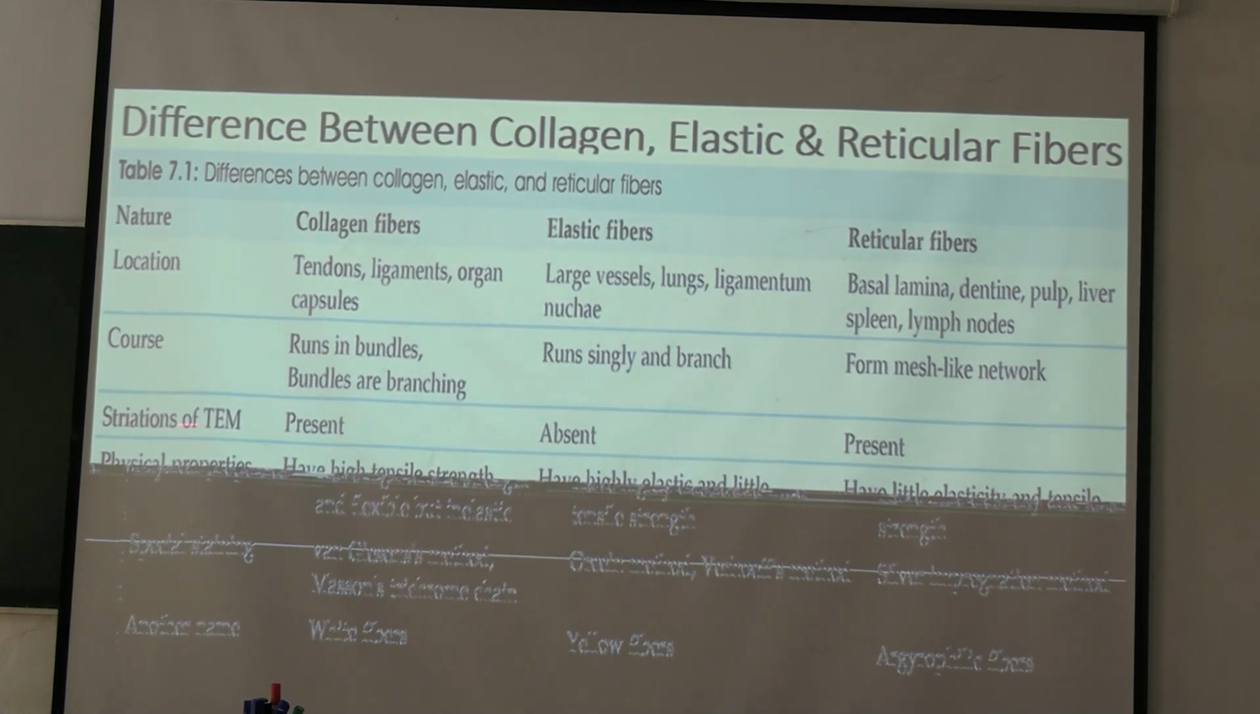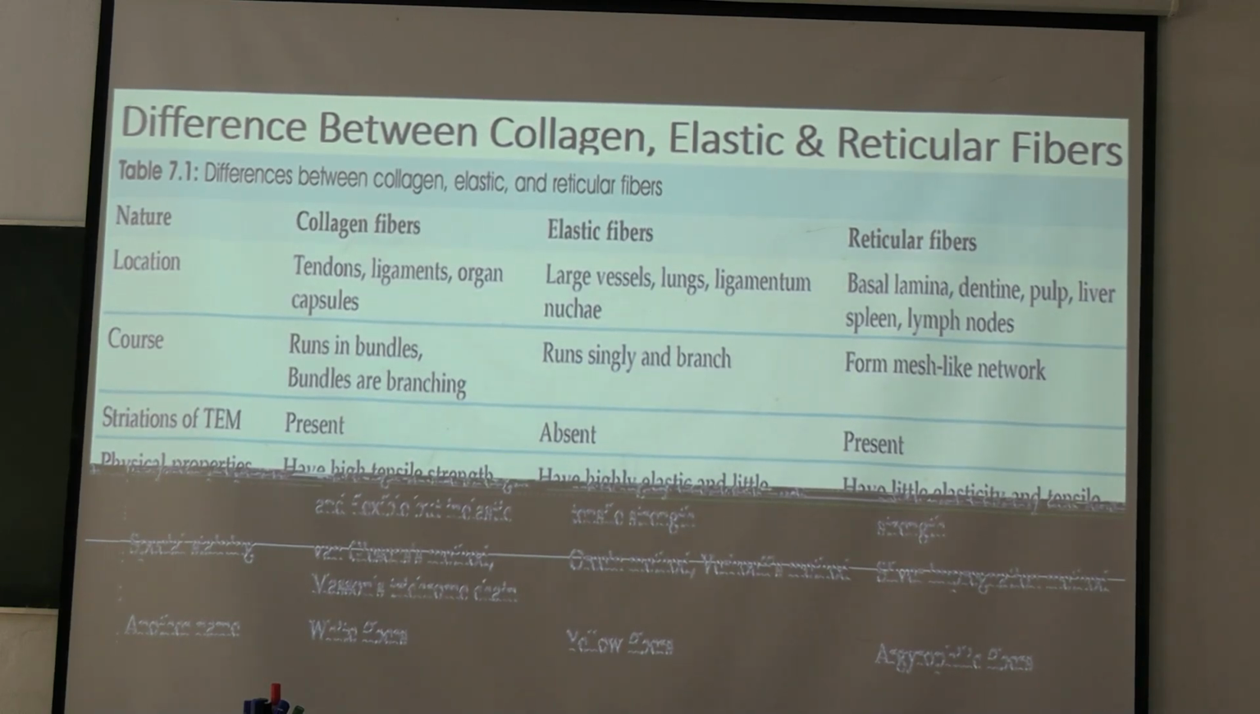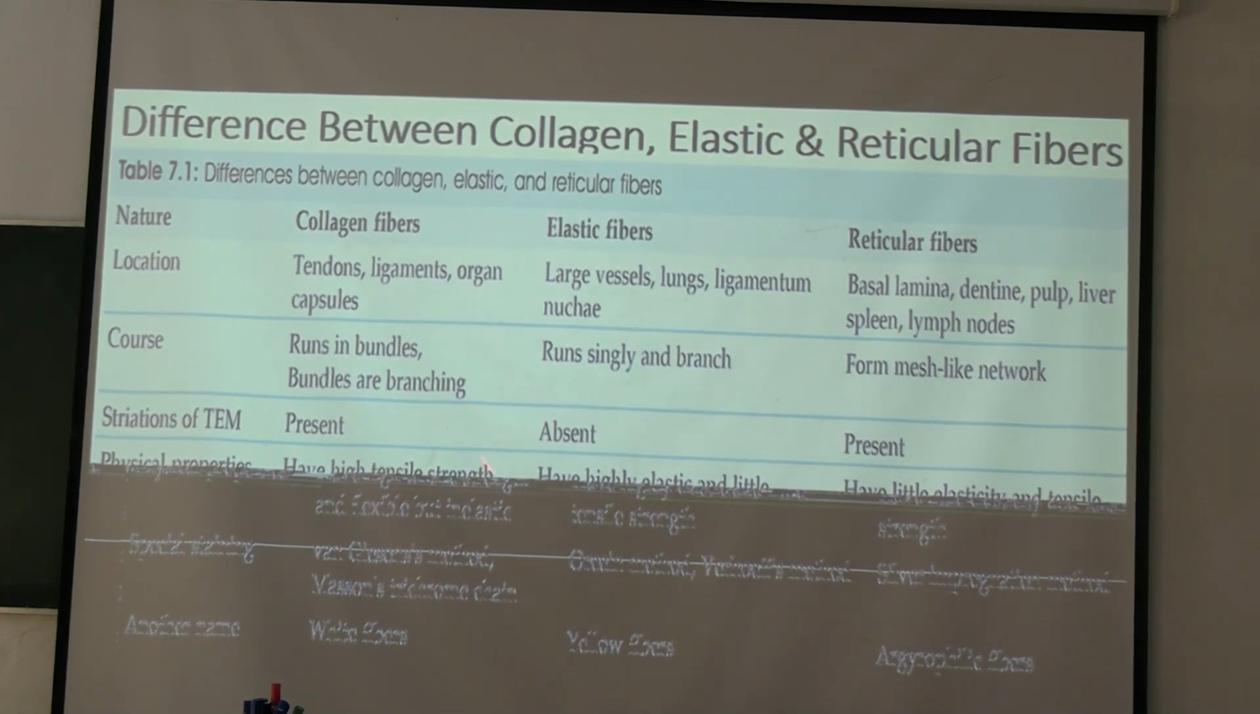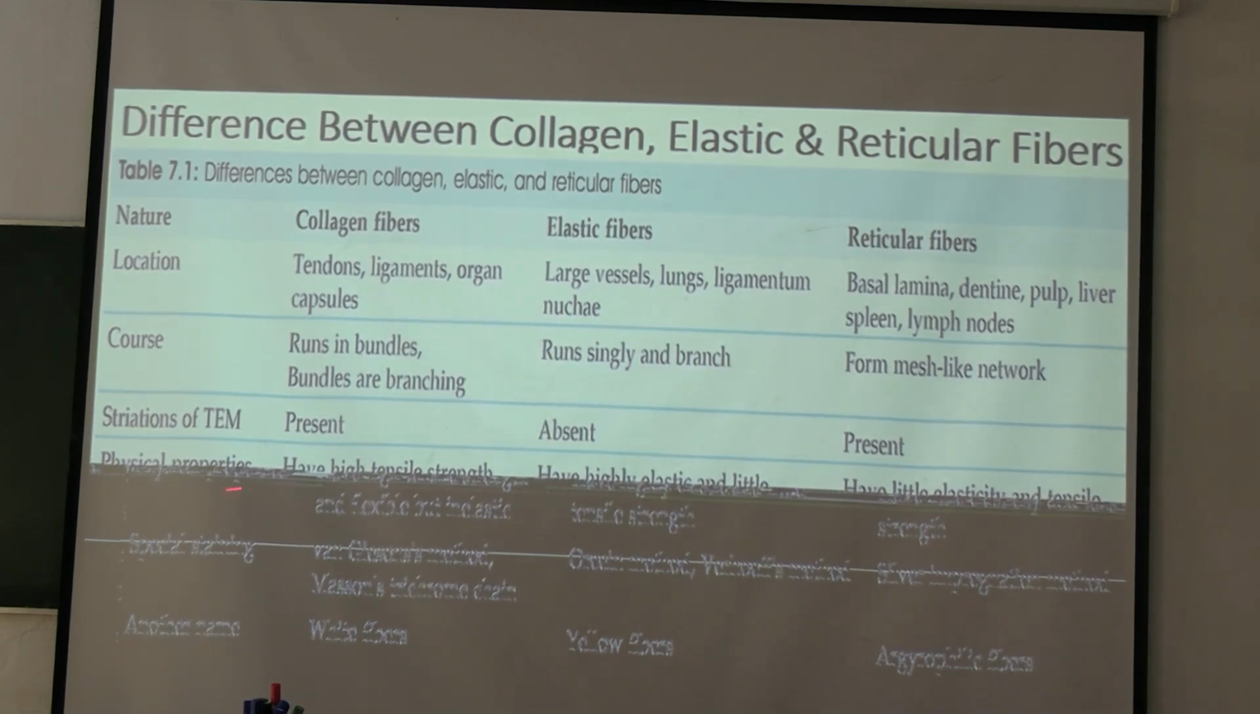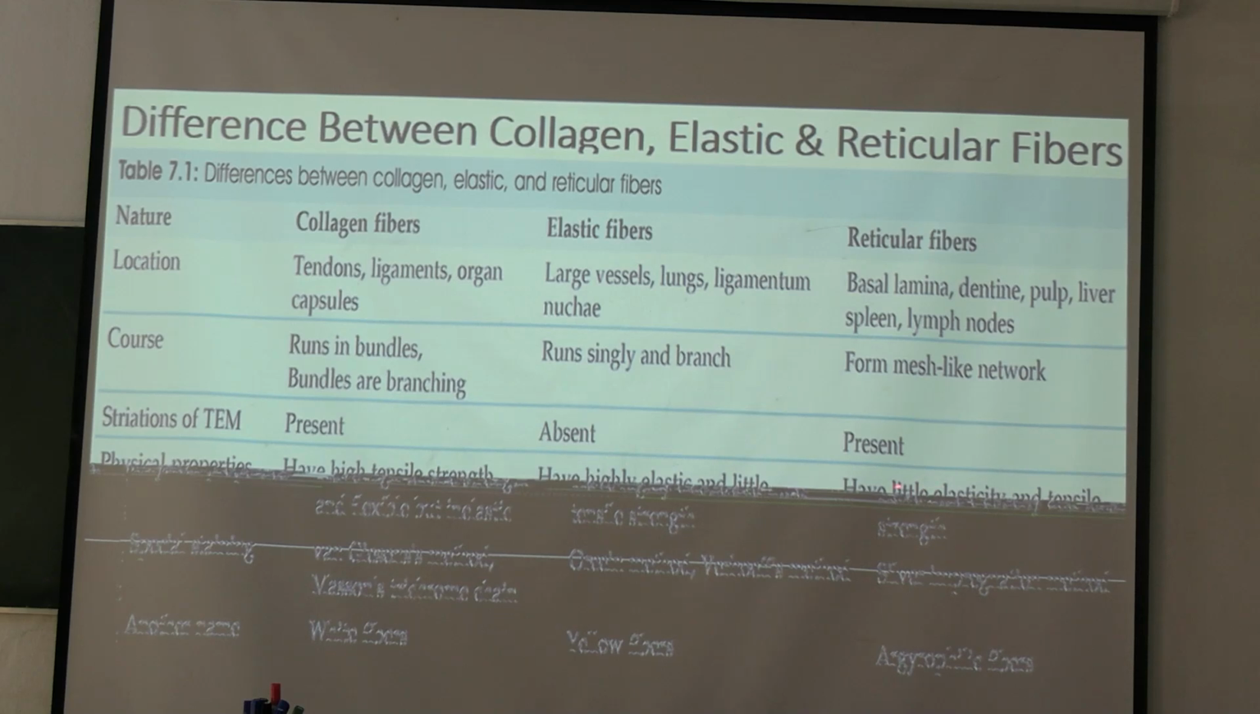And striations on transmission electron microscopy. TEM is transmission electron microscopy. Okay, so here in collagen fibers striation is present, in elastic fiber it is absent, and in reticular fiber also it is present. Then physical properties: collagen has high tensile strength, elastic fiber is highly elastic with little tensile strength, and reticular fiber has little elasticity and tensile strength.